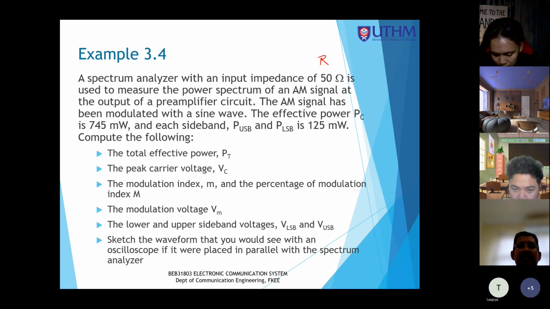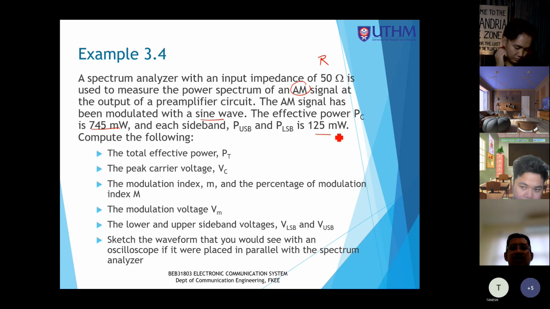Okay, R input impedance to measure the power spectrum of an AM signal. So ini AM merujuk kepada double sideband full carrier. Okay, pre-amplifier circuit. The AM signal has been modulated with a sine wave. So dia adalah bentuk sine wave. The effective power PC is 745 milliwatt. Each sideband PUSB, PLSB is 125 milliwatt. Compute the following.